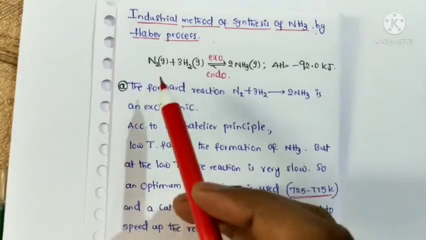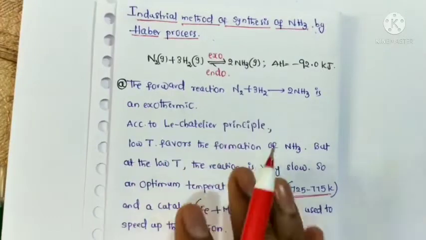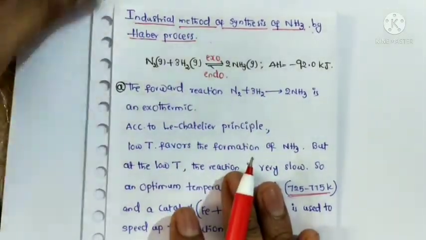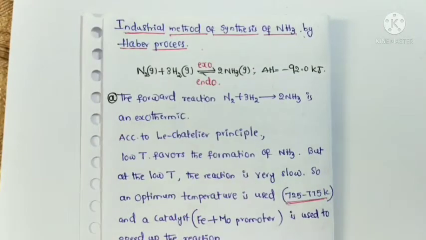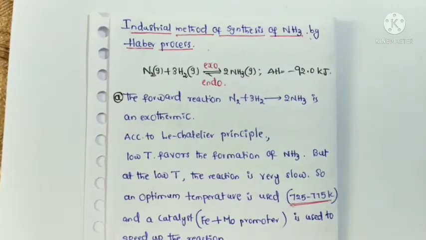So now let's see some industrial processes using the Le Chatelier principle. How can we produce more yield of product?